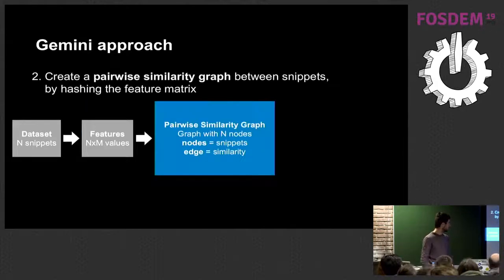The next step is creating a pairwise similarity graph between our snippets. So basically in this graph, each node is going to represent a file, and 2 nodes will be connected if they are similar enough. Again, I'll get more into depth into what this means.